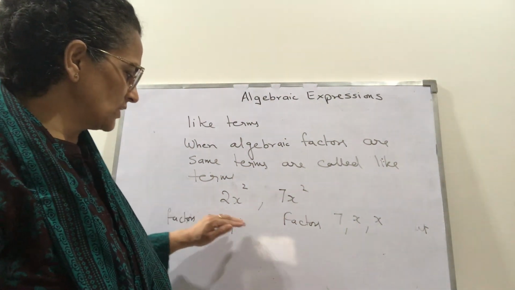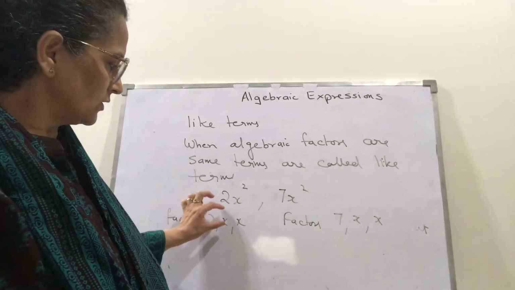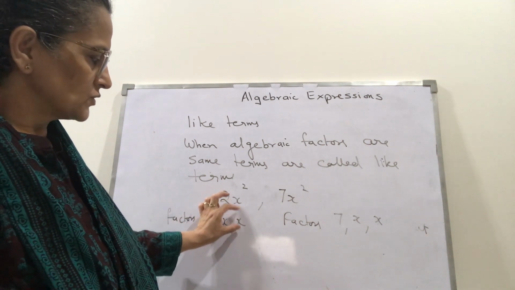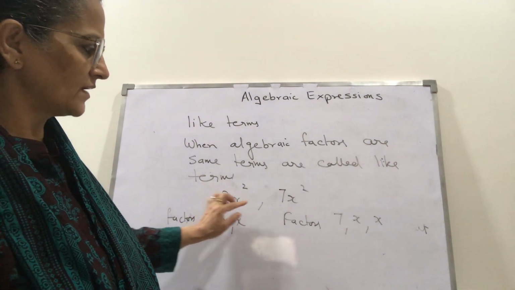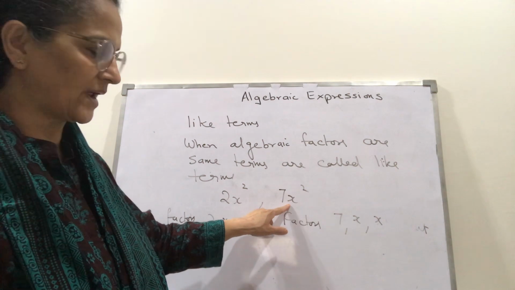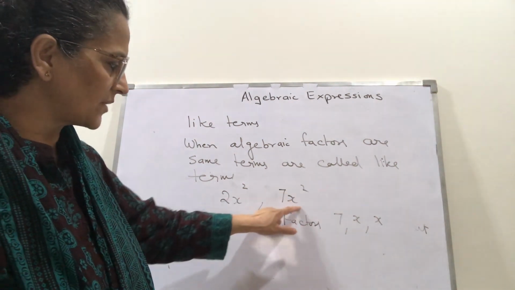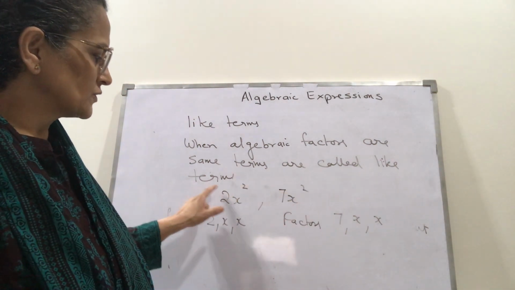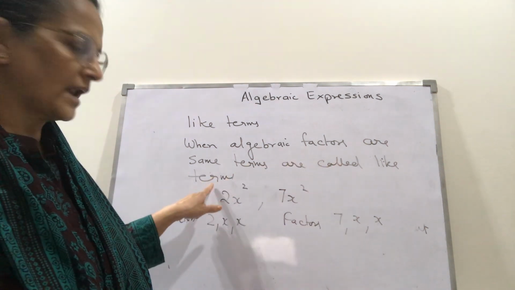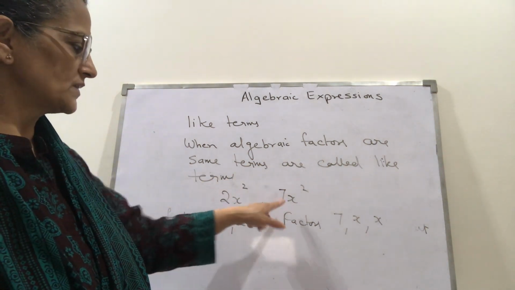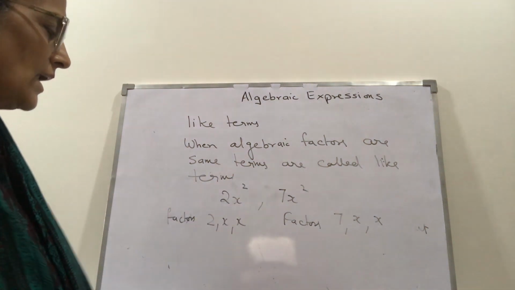You will look into the algebraic part. Here also x is there. So here x multiplied with x. Here also x multiplied with x. So this algebraic part is same. So the terms are called like terms. So if they are not same, they will be called unlike terms.